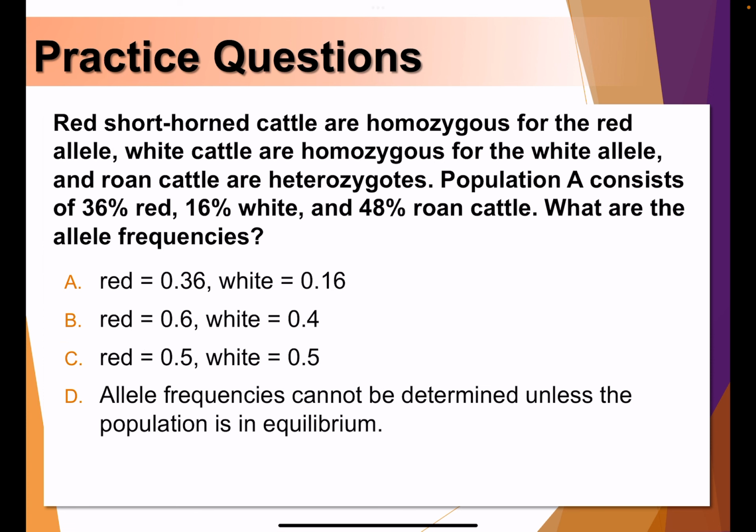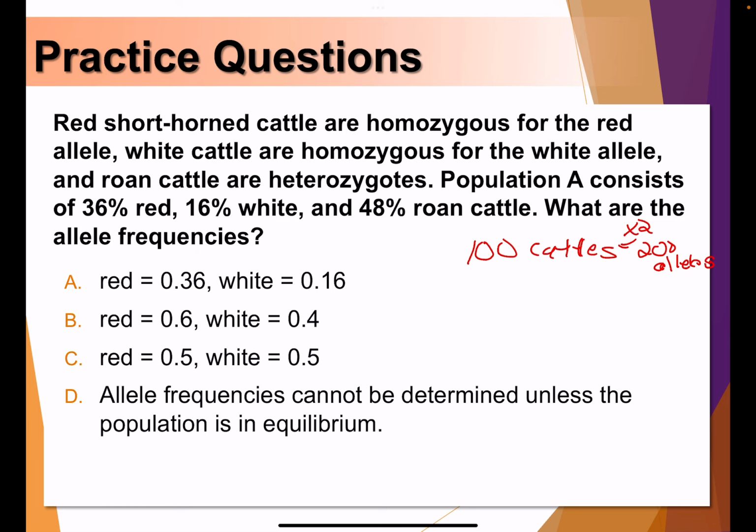Next question, red short-horn cattle are homozygous for the red allele, white cattle are homozygous for the white allele, and roan cattle, which is usually somewhere in between the red and the white, are heterozygotes. So population A consists of 36% red, 16% white, and 48% roan. What are the allele frequencies then? Because they only gave us percentages here, let's assume there are 100 cattle in this population. If there's 100 cattle, that is times 2, equivalent to 200 total alleles in this particular population.